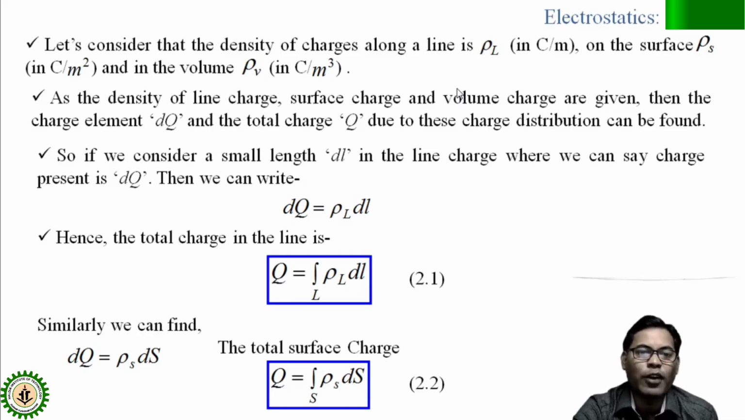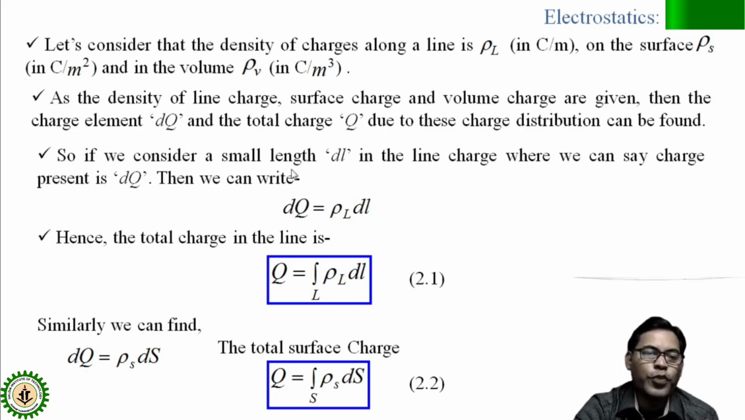So, from that we will calculate the total charge, and then we are going to use our known equations to calculate the electric field intensity, the equation which we have derived in the last class. So, here if we have considered the line charge, the surface charge or the volume charge, then the charge element for a line charge we can consider dq, or for the surface charge also, and for the volume of charge we can consider the elemental charge, that is dq.